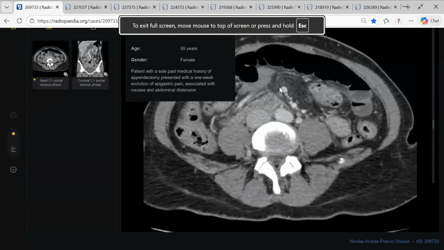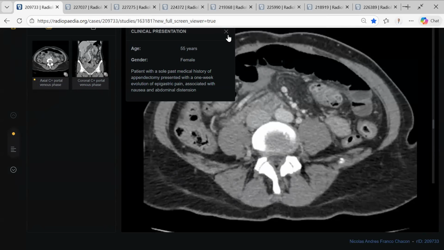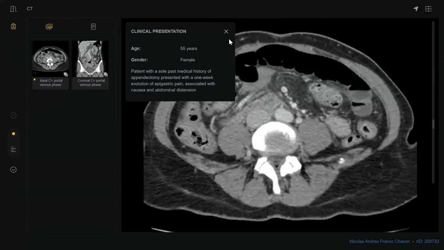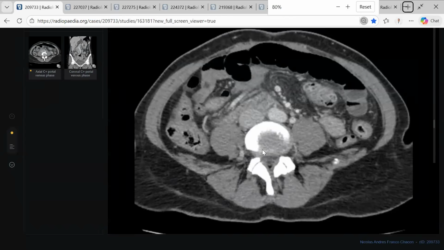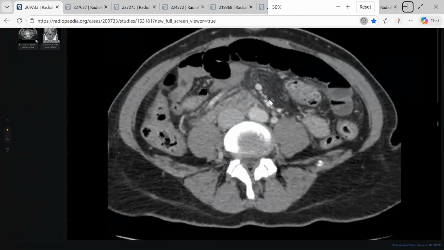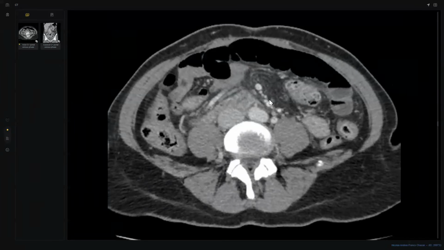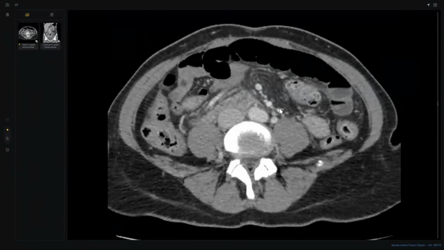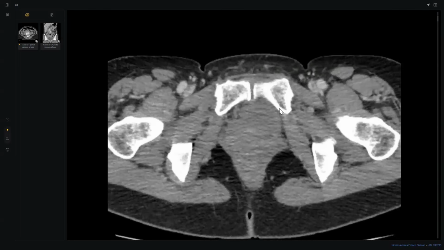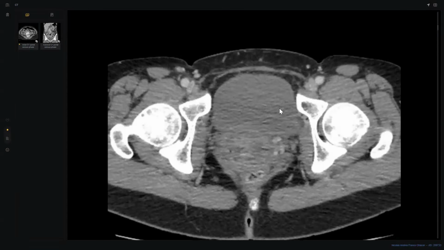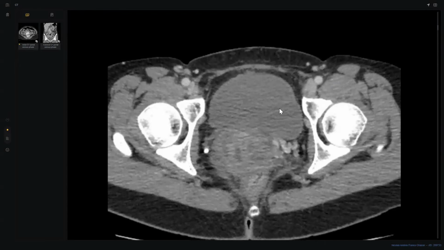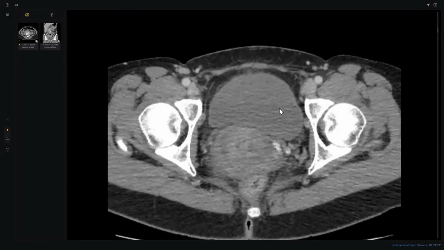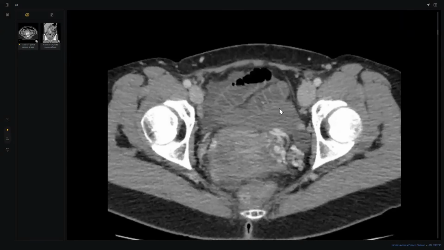Case number 1. This is a 55-year-old female patient presented with post-appendectomy pain. Okay, I'm starting to scroll. I'm presented with a CT scan of the abdomen with contrast for a female patient post-appendectomy. I scroll through the images and then I start to give my comment.